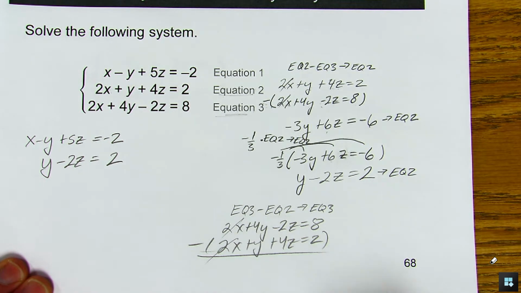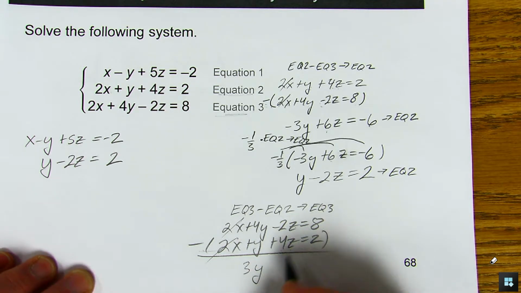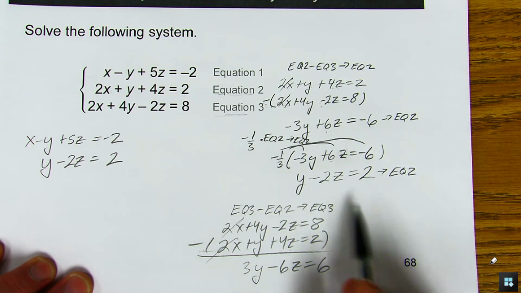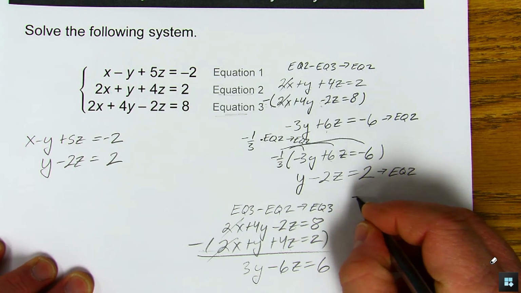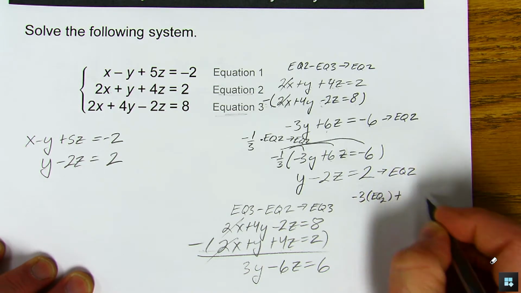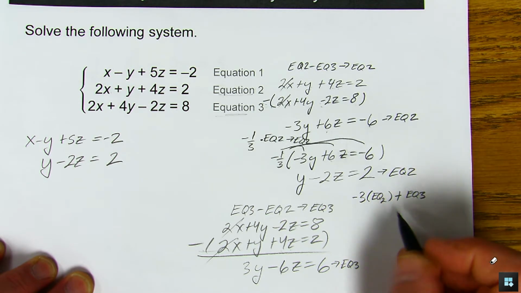So 2x minus 2x cancels. 4y minus y is 3y. -2z minus 4z is a -6z. 8 minus 2 is 6. Now I want to eliminate the y. If I take -3 times my new equation 2, and then add that to my new equation 3, then I would eliminate the y's.